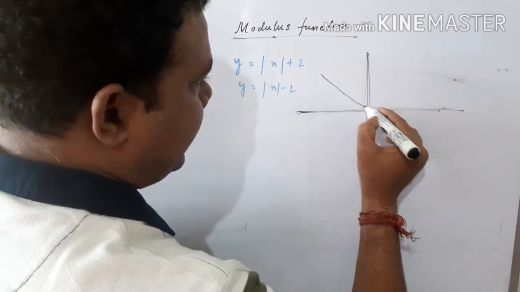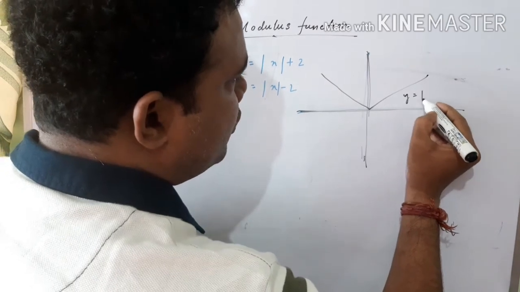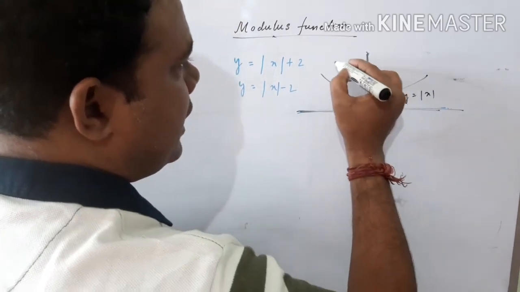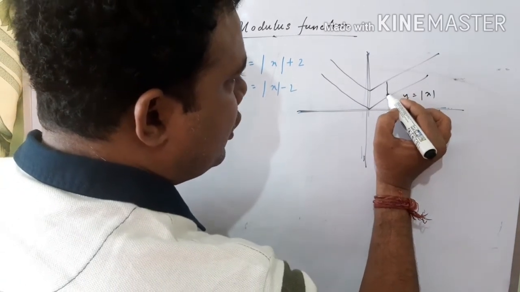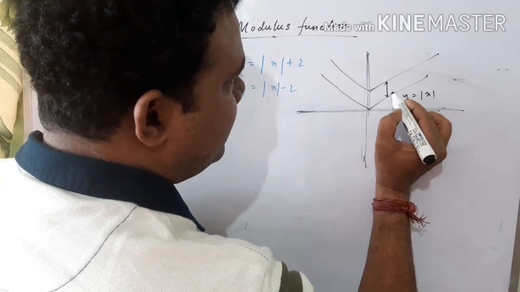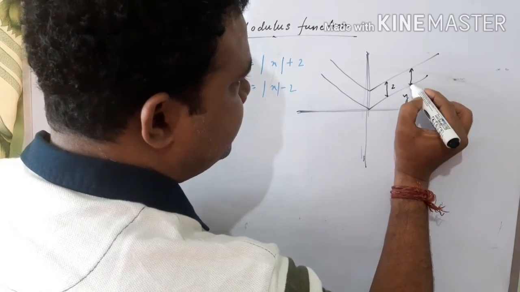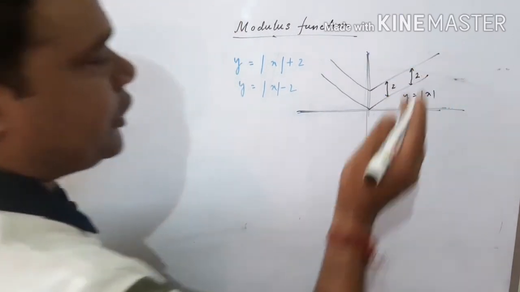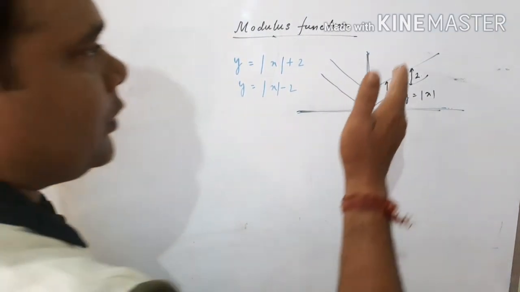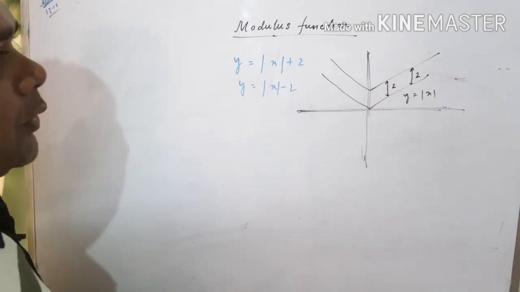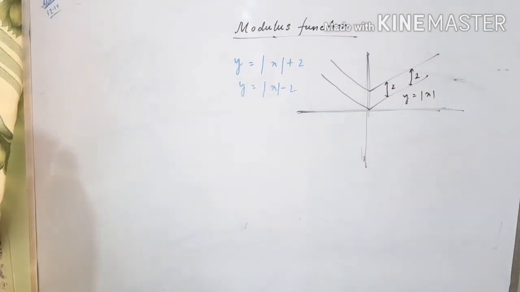Here is the graph y equal to mod x. This is y equal to mod x, which we have already seen, and this one is the graph y equal to mod x plus 2, so that the distance between these two is always 2 units. That means if we draw any line parallel to the y axis, the line will intersect these two graphs twice, and between these two points of intersection the distance is always 2 units.